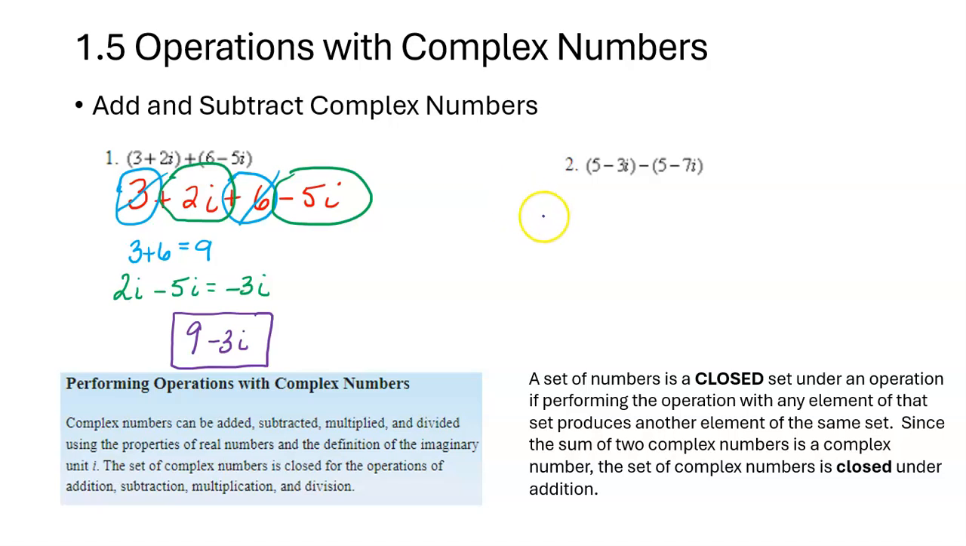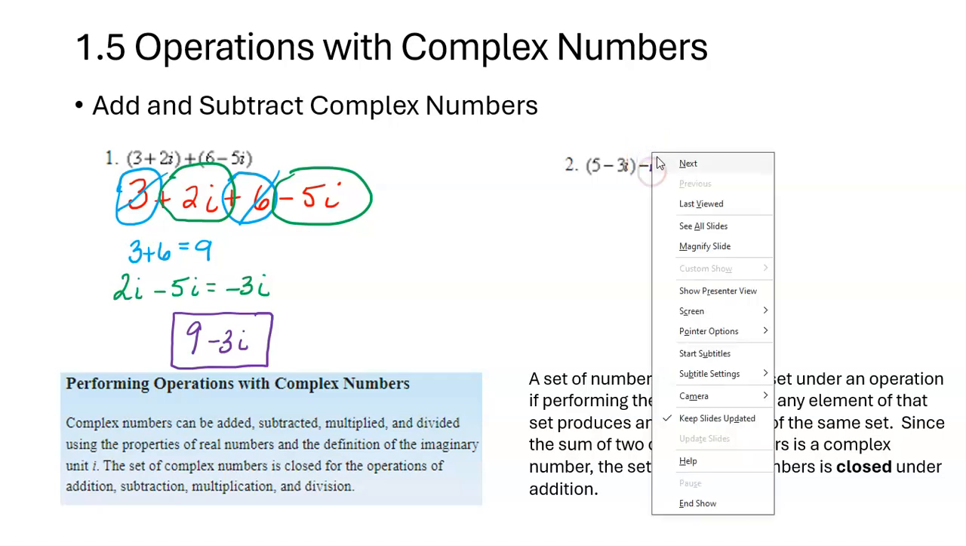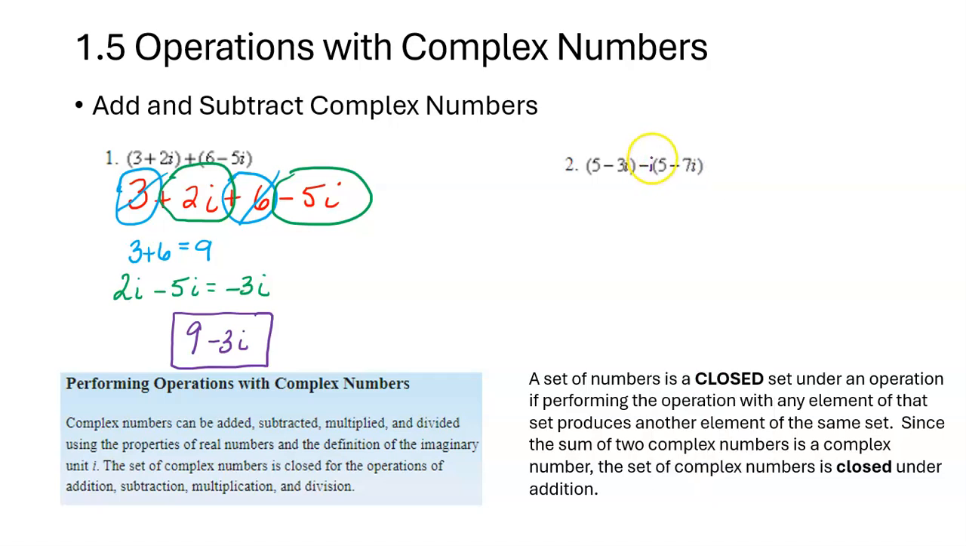Not bad, huh? Over here it's a little bit different because we have this negative here, which is kind of like multiplying by negative 1. We have this invisible negative 1 here. So the 5 minus 3i is fine. Then I have to distribute this negative 1. So I have minus 5 plus 7i, because a negative times a negative is a positive.